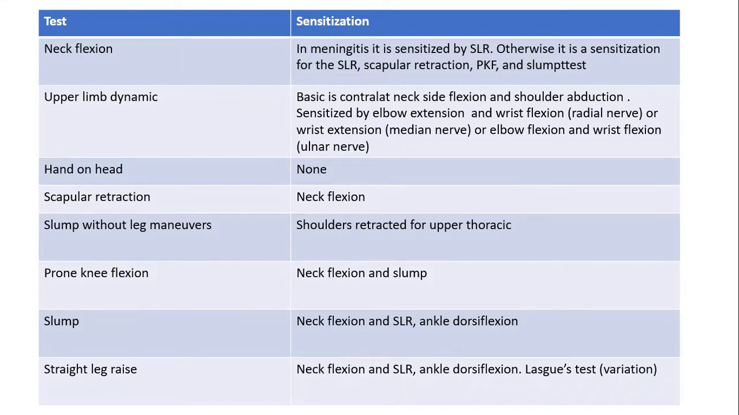You have to do it in side lying. So you do the prone knee flexion in side lying. I do it in prone first, and if it's positive, then put them on their side and do it again. But now you can add in neck flexion, you can get them a slump as well. All of this will sensitize prone knee flexion. Slump test, you can sensitize it the way you normally do: neck flexion, straight leg raise, and ankle dorsiflexion.